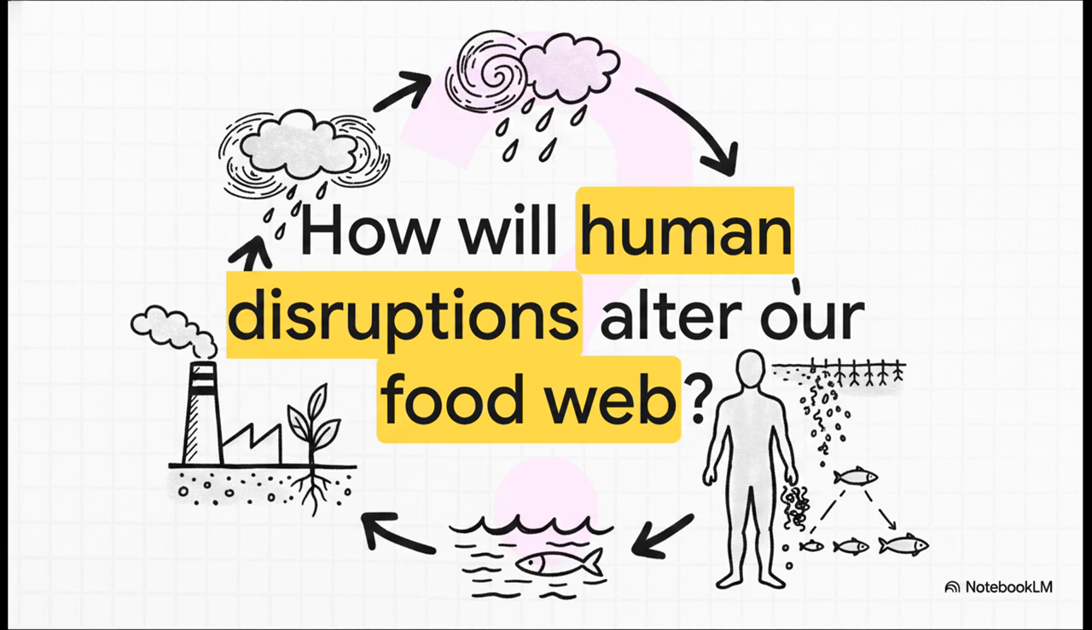I'll leave you with this final thought for today's lecture. If our daily actions can rewrite these fundamental cycles of life, how will our current disruptions alter the future of our food web?